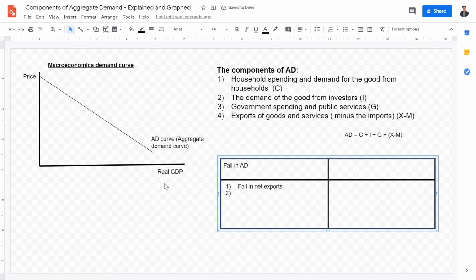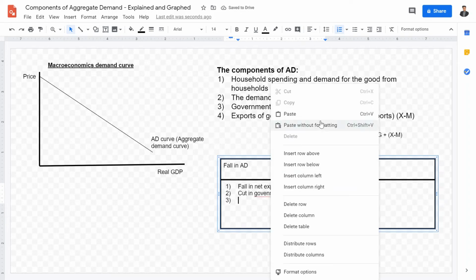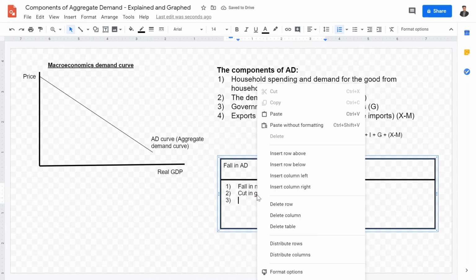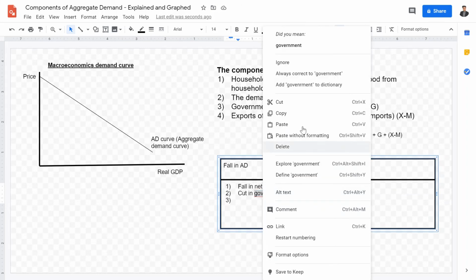The second reason for a fall in aggregate demand is caused by a cut in real government spending. Okay, a cut in government spending. So these are just some examples of reasons behind why aggregate demand may decrease. But a cut in government spending is indeed a very common reason why.